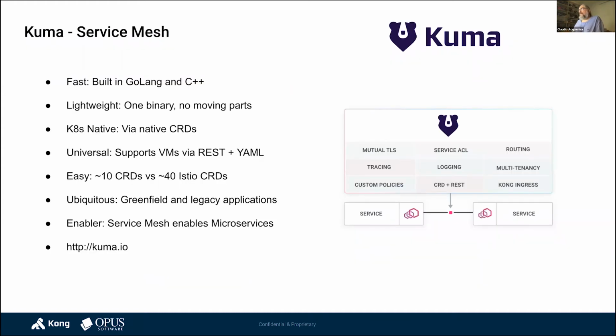Another capability provided by Kuma is the flexibility and the ease of use. Instead of dealing with an extensive, long list of CRDs, that's the custom resource definitions we use in Kubernetes, this time we have very basic, very simple to use CRDs, a little bit more than 10 CRDs only.